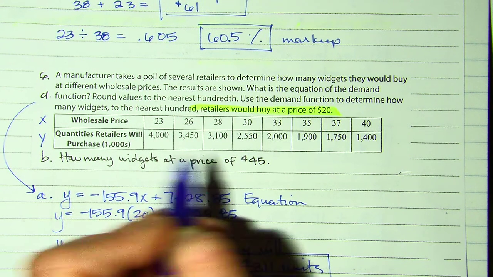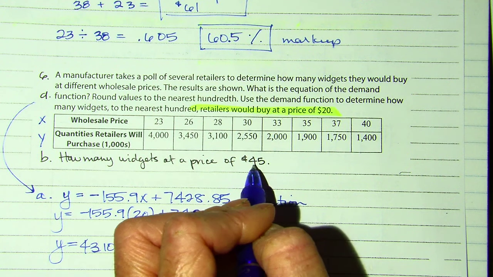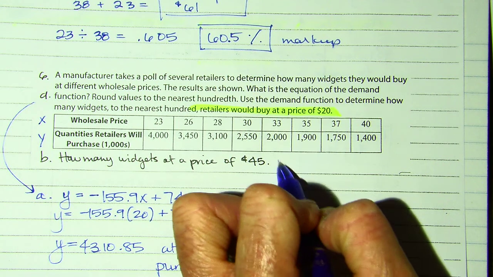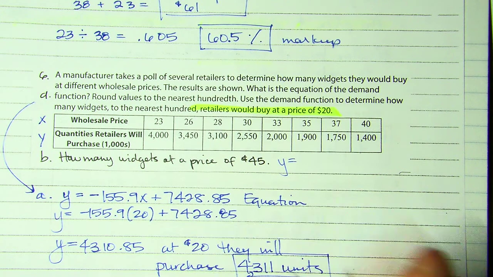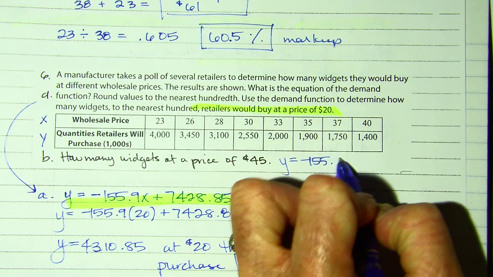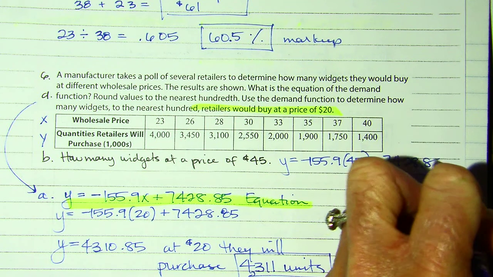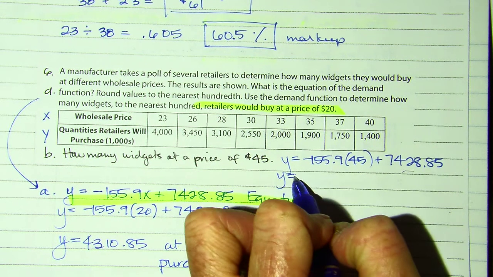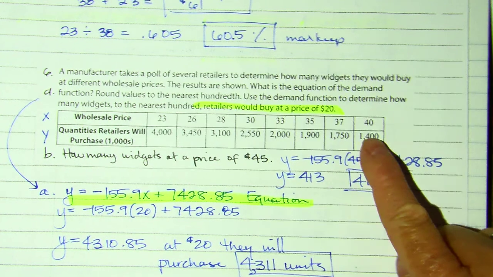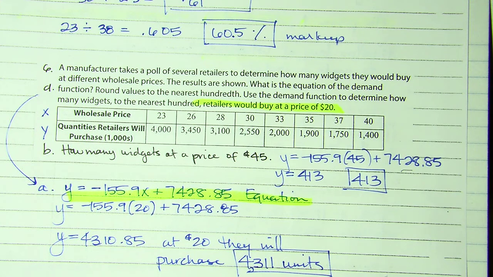All right, part B, how many widgets at a price of $45? So how many would people purchase if the price increased all the way? So it's obviously going to be less than 4,400. So I'm going to plug it into this equation again. So negative 155.9 times $45 plus 7,428.85. And I get that y equals 413. So only 413 units, look how much it dropped, would be sold if they increased their price all the way to $45.